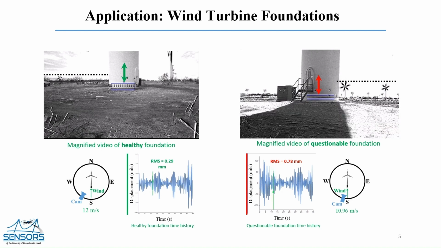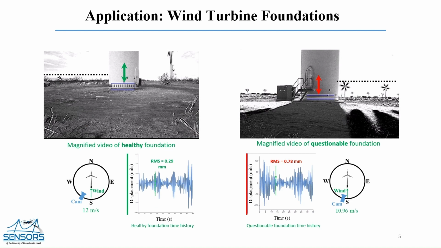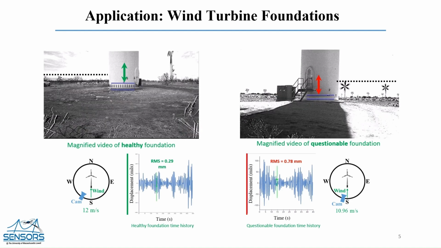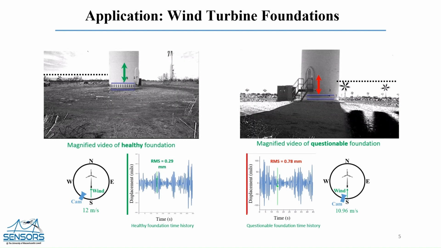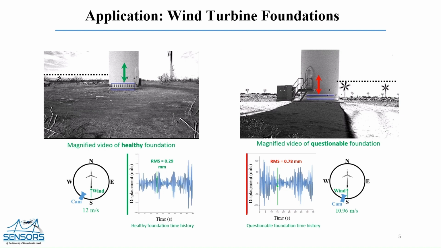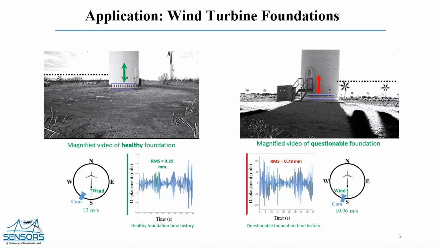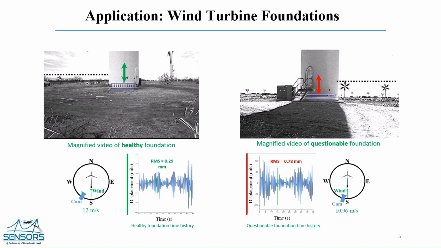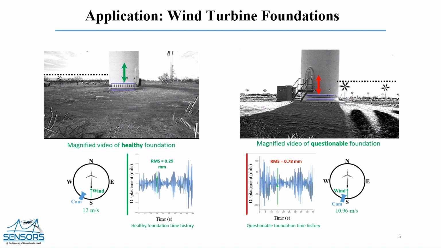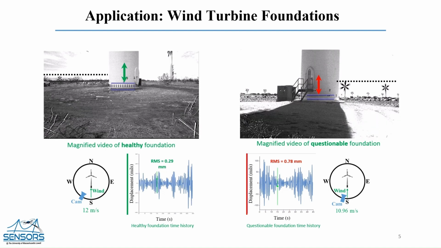Purely qualitatively, you can see that the wind turbine foundation on the left is clearly moving less than the foundation on the right. This conveys that the health of the foundation on the right may be in question. This same conclusion is reached when comparing the quantitative displacement time waveforms. The foundation on the right having a root mean squared value of 0.78 millimeters, while the foundation on the left had a value of 0.29 millimeters.